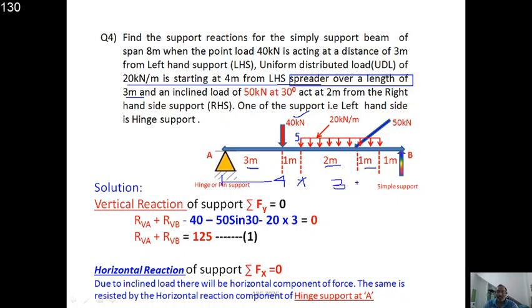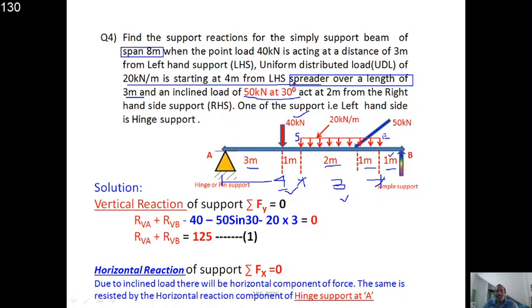So what is the distance up to this point? It is 3 meters. Right? So the UDL is spread over 3 meters. And an inclined load of 50 kilonewton at 30 degrees acts 2 meters from the right hand side. The total span is 8 meters. Initially we have covered 7 meters, 4 plus 3, 7 meters. So what is the leftover? 8 minus 7, only 1 meter is there, right? But only 1 meter is available from the UDL end to the support.